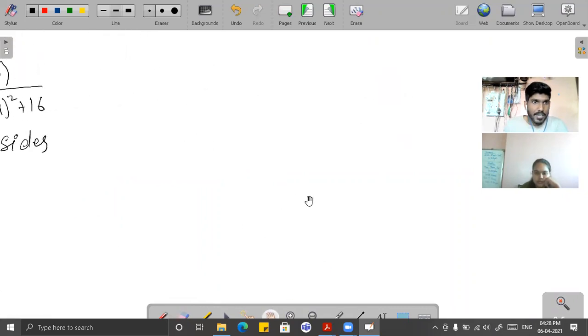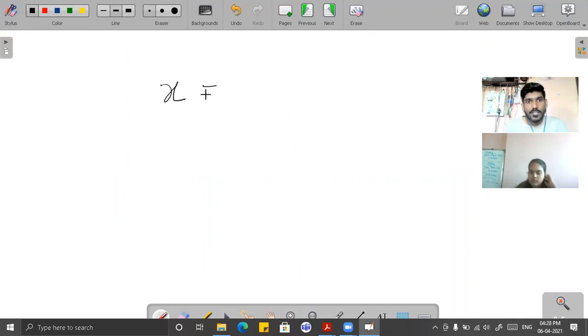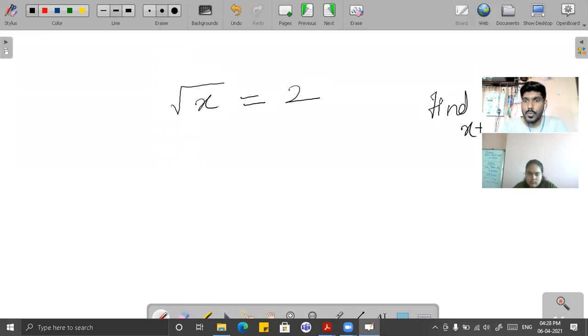Okay. We'll come back to this. Before that, we'll do one basic thing. Suppose we have the equation: find x. Suppose it is like this: root of x is equal to 2. We have to find the value of x.